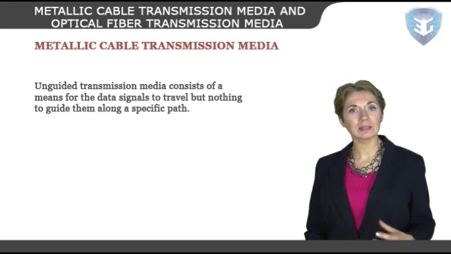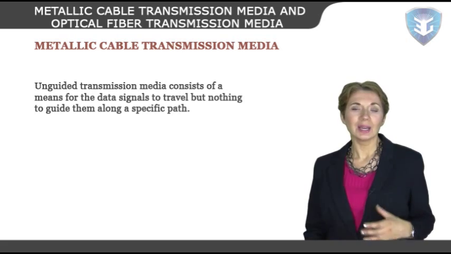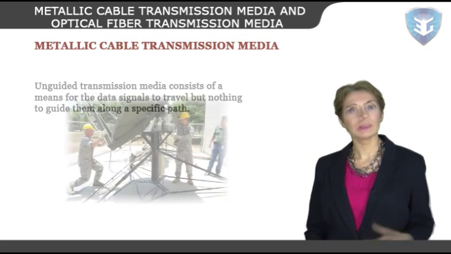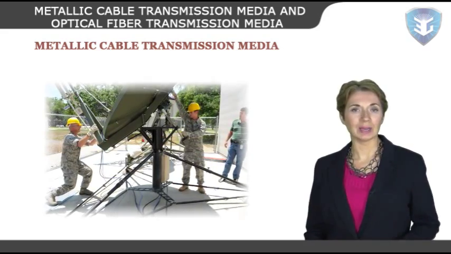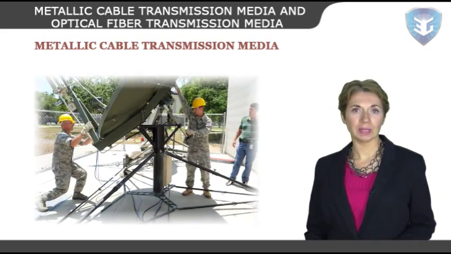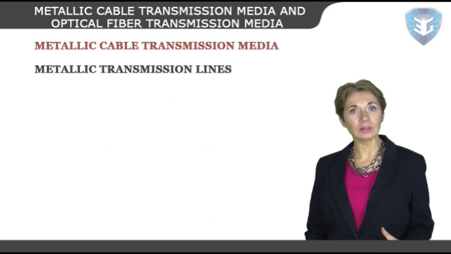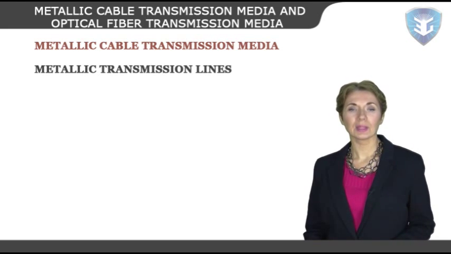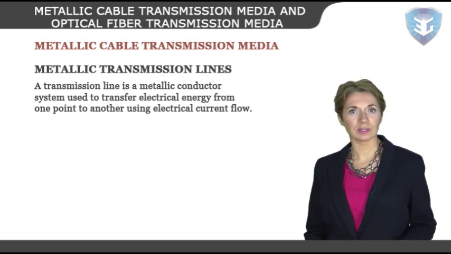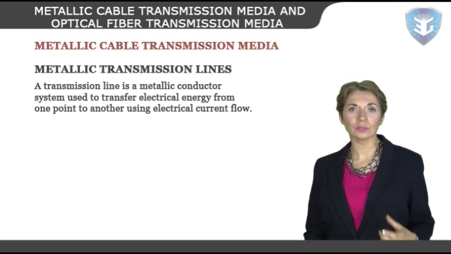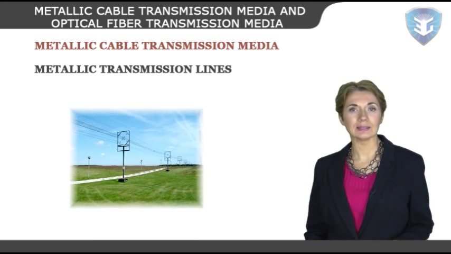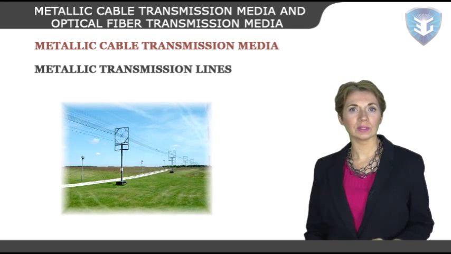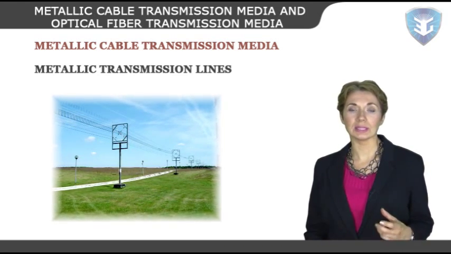Unguided transmission media consists of a means for the data signals to travel, but nothing to guide them along a specific path. The data signals are not bound to a cabling media, and as such are often called unbound media. Unguided transmission media are wireless systems. Let's now take a look at metallic transmission lines. A transmission line is a metallic conductor system used to transfer electrical energy from one point to another using electrical current flow. It can be used to propagate DC or low-frequency AC, and also very high frequencies such as microwave and radio frequency signals.